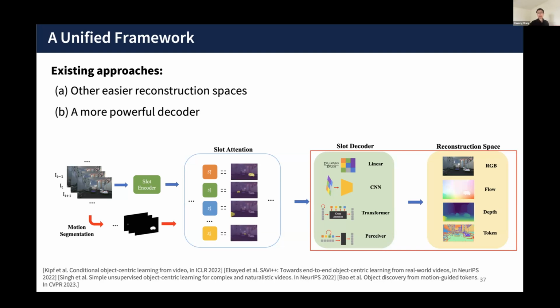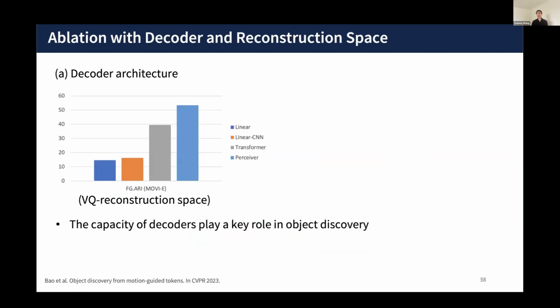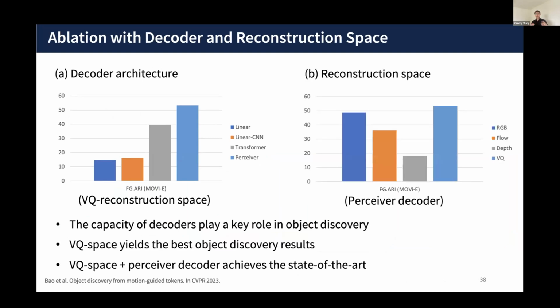comprehensively evaluate their contributions. So the ablation study shows that the capacity of decoders plays a key role in object discovery. A more powerful decoder will bring significant improvement. Meanwhile, the VQ space yields the best performance as a reconstruction space. Also, given a sufficiently strong decoder, reconstructing in depth or flow space doesn't bring further improvement compared with RGB, but can even decrease performance. So the combined VQ space and the perceiver decoder achieve the best performance so far.